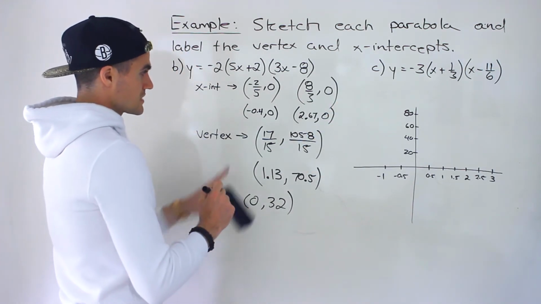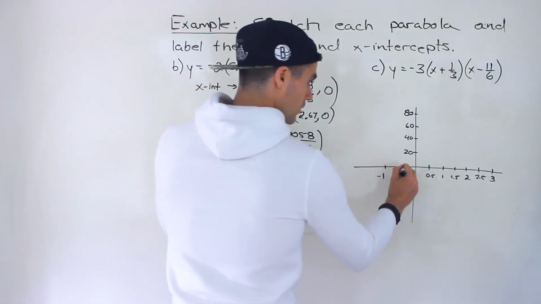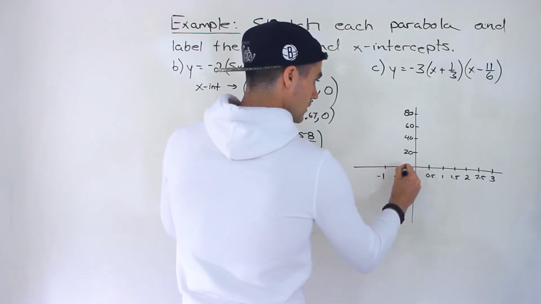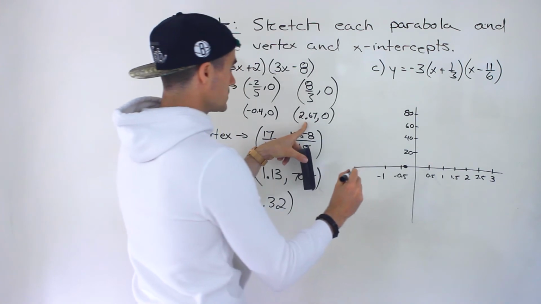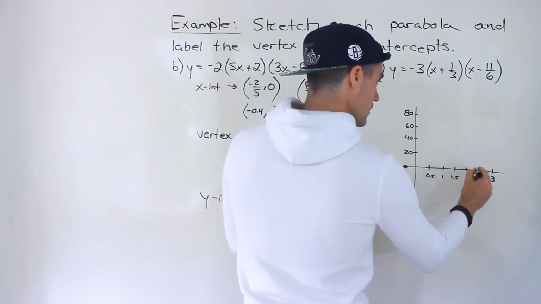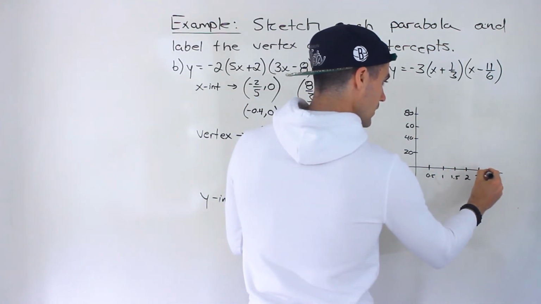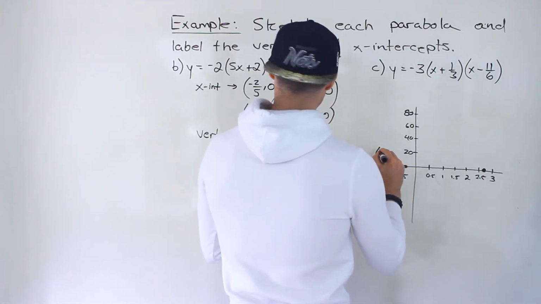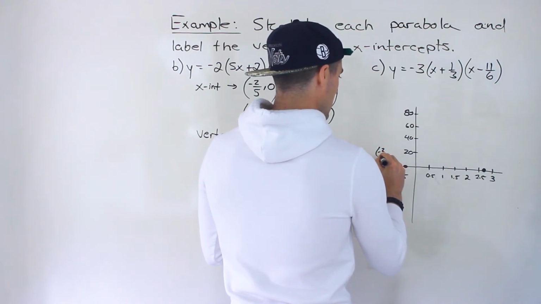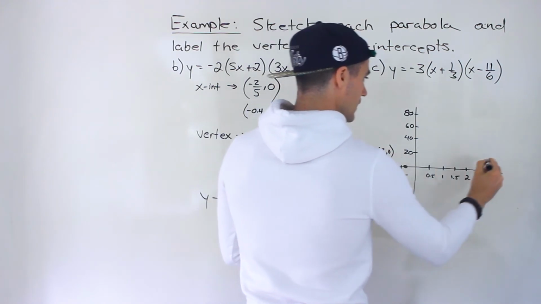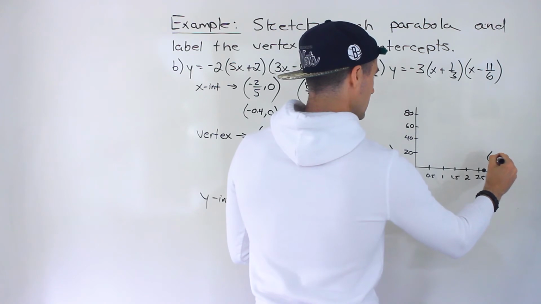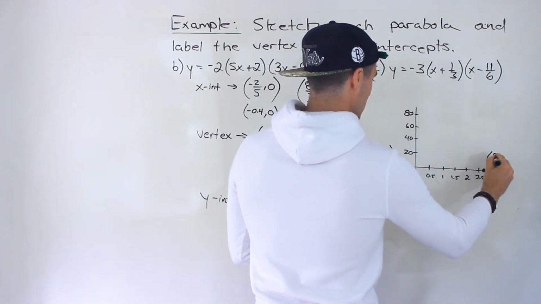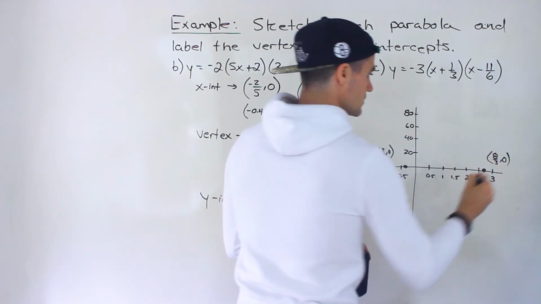So let's start off with the x-intercepts. We got negative 0.4, which would be like over here. And then we got 2.67 or 8 over 3, which would be about, let's say, over here. So let's label these. We got negative 2 over 5 and 0. I'm going to label the fractions over here. And then we got 8 over 3 and 0.